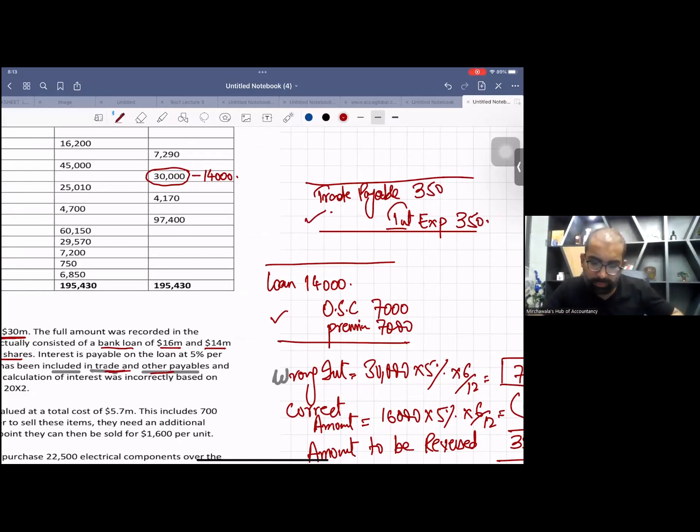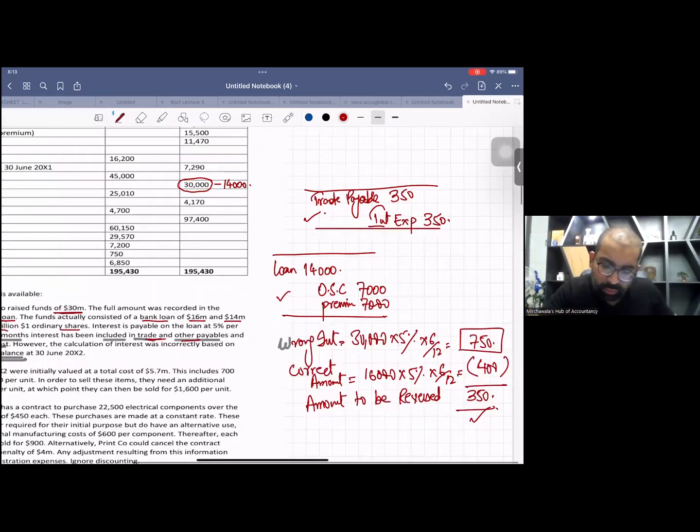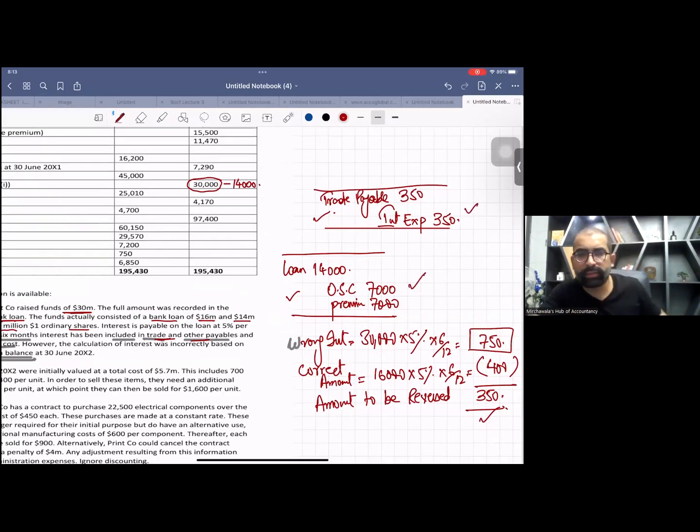Okay. So these are the two entries we need to make. That's it. Not a tough job, not a big job, ordinary thing.